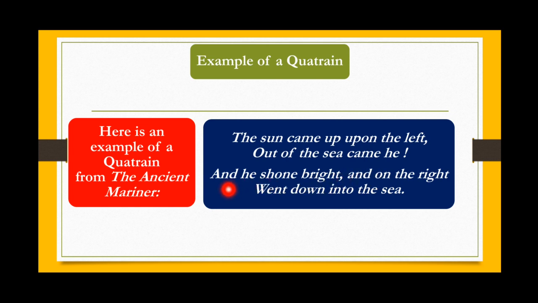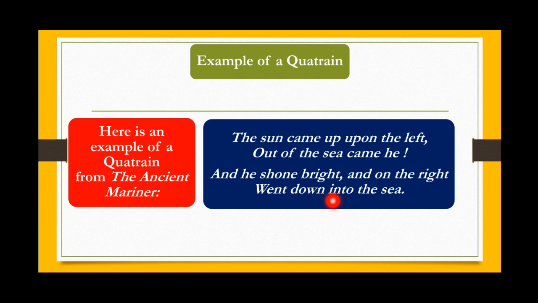See, and he, that is 1 foot, shone bright, that is the 2nd foot, and on, that is the 3rd foot, the right, that is the 4th foot. So we have 4 feet. 4 feet mean that the meter is tetrameter, and the rhythmic pattern is iambic. So iambic tetrameter.